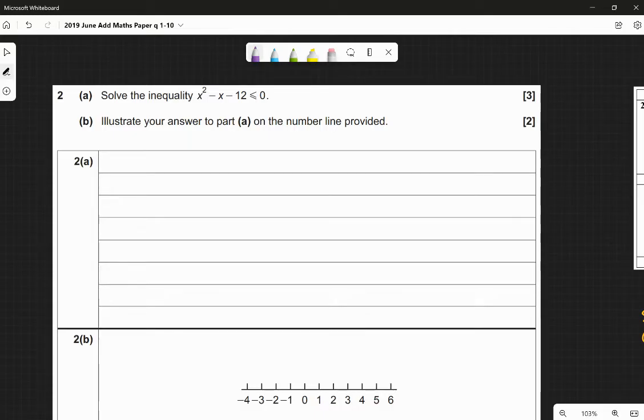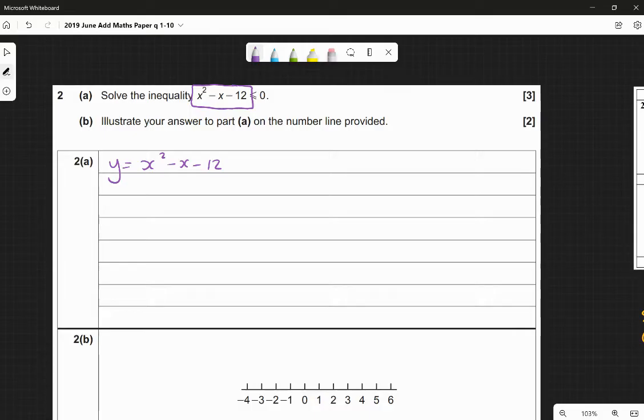When I solve quadratic inequalities, I always like to sketch the graph of the quadratic function first. So the quadratic function I'm dealing with is here. And I want to sketch the graph of y equals x squared minus x minus 12. That will help me decide when x squared minus x minus 12 is less than or equal to 0.